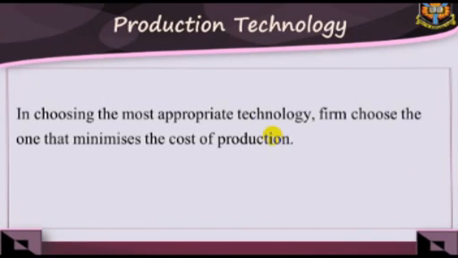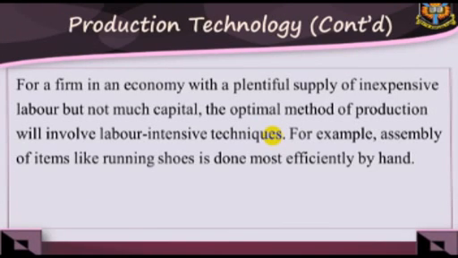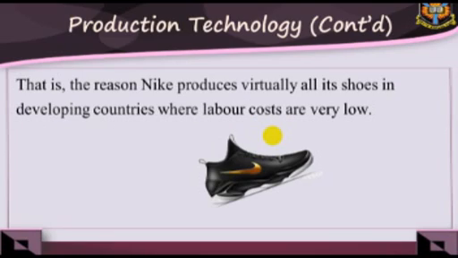In choosing the most appropriate technology, firms choose the one that minimizes the cost of production. For a firm in an economy with a plentiful supply of inexpensive labor but not much capital, the optimal method of production will involve labor-intensive techniques. For example, assembly of items like running shoes is done most efficiently by hand. That is the reason why Nike produces virtually all its shoes in developing economies where labor costs are very low.